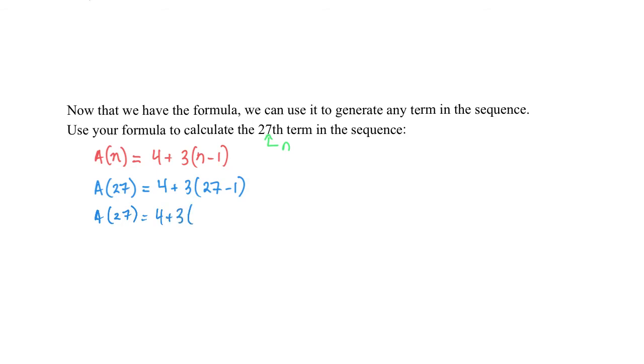This would be 4 plus 3 times 26. 3 times 26 is 60 plus 18, that's 78, so 4 plus 78 means that the 27th term would be 82. Okay, and that's how you say that: A of 27 is 82, which means the 27th term in the sequence would be 82.